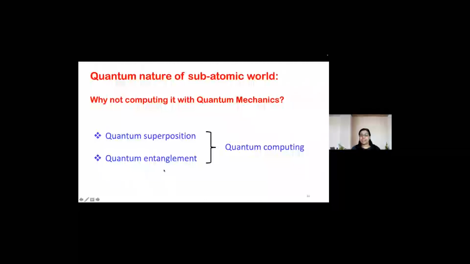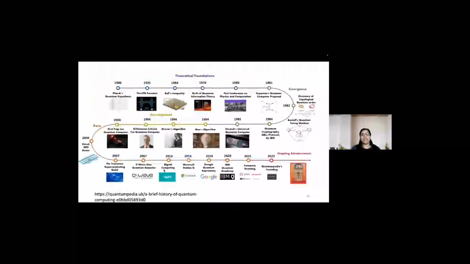First thing is quantum superposition. Second one is quantum entanglement. And without these principles of quantum mechanics, we cannot do quantum computation of our quantum nature. Now, I told you about the roadmap.